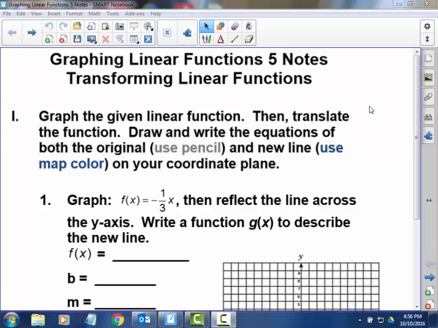And the first thing we're going to look at is when we reflect the line across the y-axis. How does this look? What does it do to the equation? What does it do to our key attributes? That kind of thing. Okay, so you're going to need a pencil and a writing utensil of a different color.